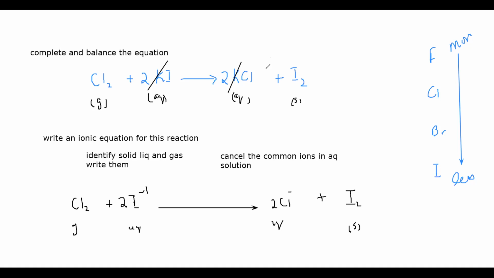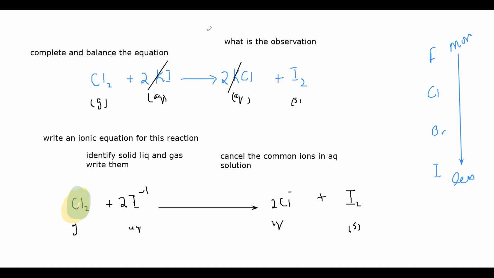Then what will you observe in this reaction? What is the observation? Look, chlorine is a gas. What is the appearance of chlorine? Chlorine is light yellow in color. Yeah, yellowish green, that's correct. So chlorine is a yellowish green gas. What is the appearance of iodide ion?